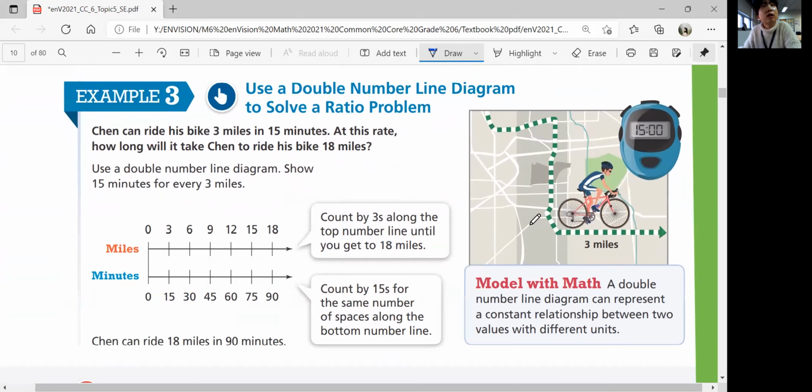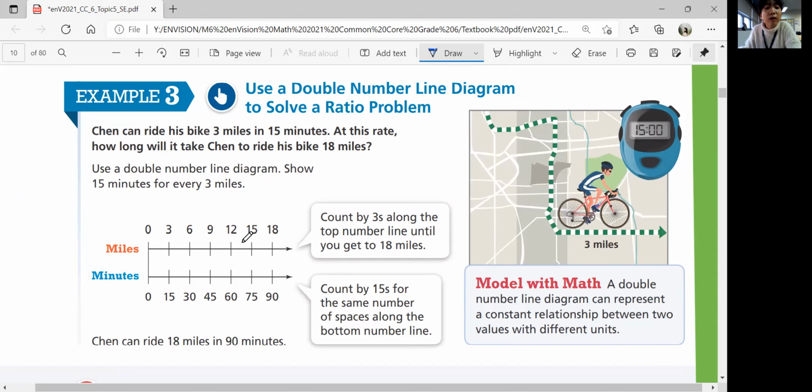Example 3. Use a double number line diagram to solve a ratio problem. Chen can ride his bike 3 miles in 15 minutes. At this rate, how long will it take Chen to ride his bike 18 miles? So you can use something called a double number line diagram. You can draw 2 arrows, each representing different things, miles and minutes.